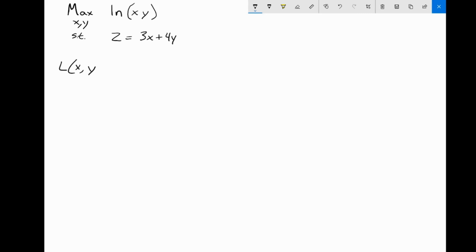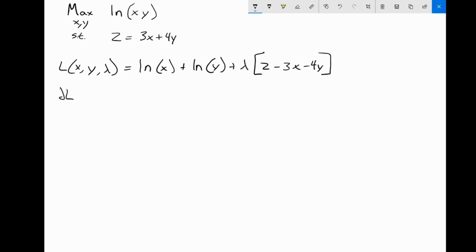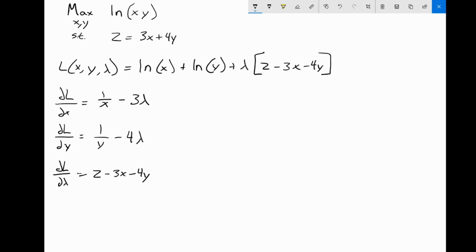L of x, y, lambda equals natural log, expand that natural log, plus lambda times z minus 3x minus 4y. Now take the derivative of L with respect to x, the derivative of L with respect to y, the derivative of L with respect to lambda. We should be able to do this quickly. 1 over x minus 3 lambda, 1 over y minus 4 lambda, and z minus 3x minus 4y. We want the first order conditions to set them all equal to 0.